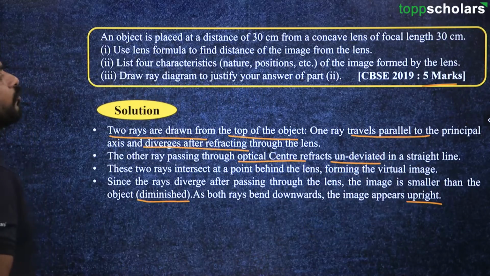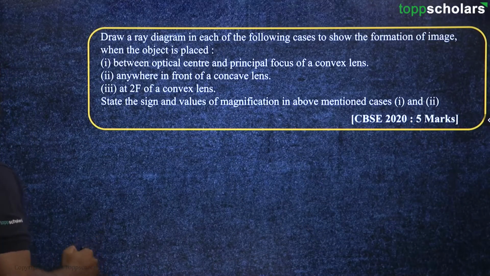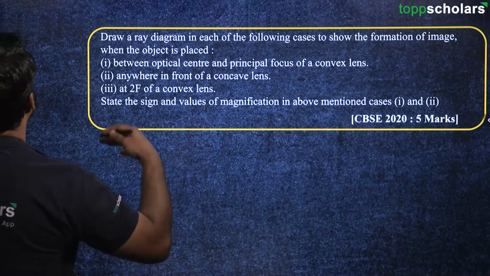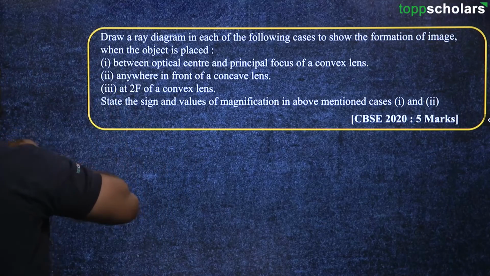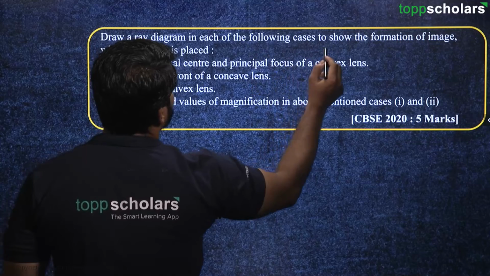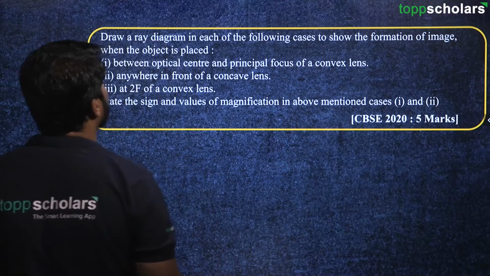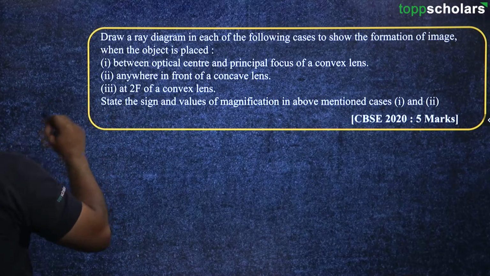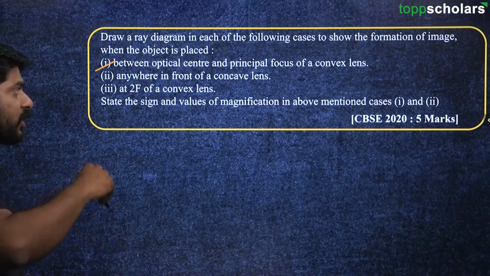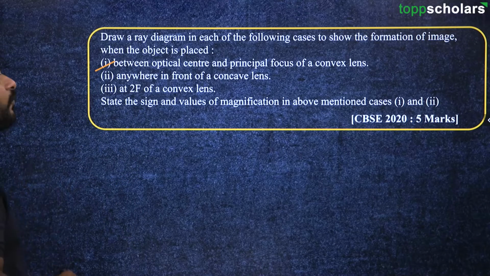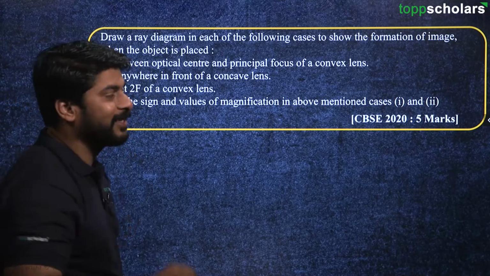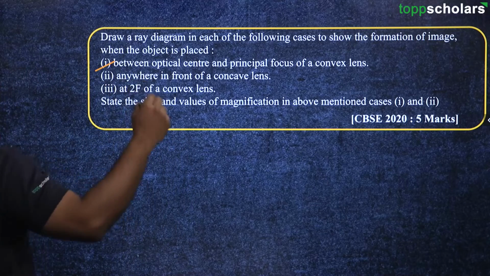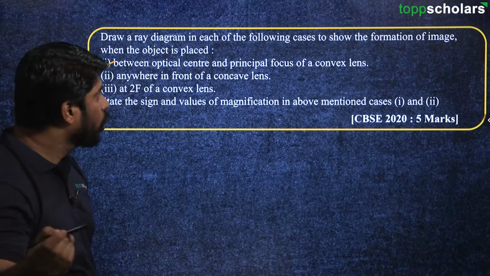Moving on, here is another question. Draw a ray diagram in each of the following cases to show the formation of images when the object is placed first between the optical center and principal focus of the convex lens, and then anywhere in front of a concave lens.